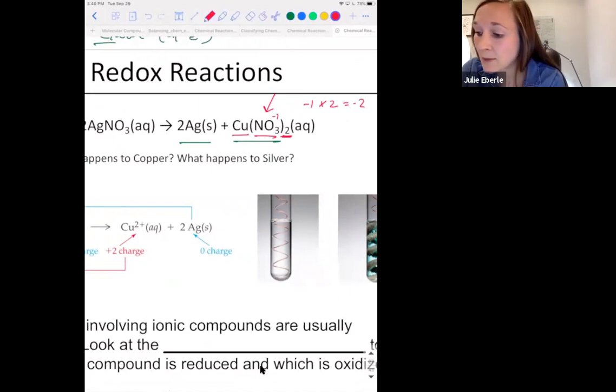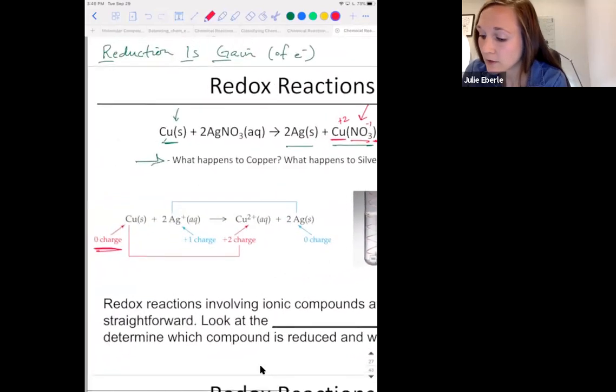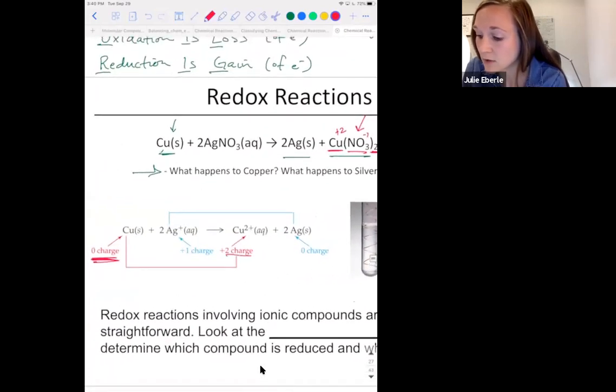Well, I only have how many copper cations? I just have 1, right? So that means to balance and make this a charge neutral compound, that copper has to be +2. So that's what we see over here. We go from 0 charge to +2 charge. That's what copper's doing.